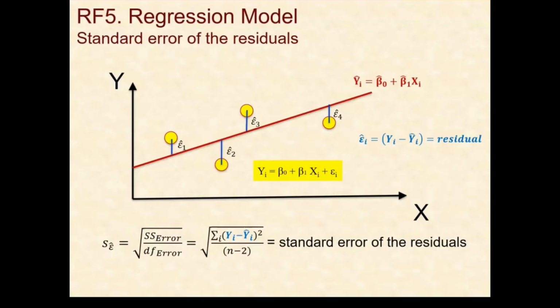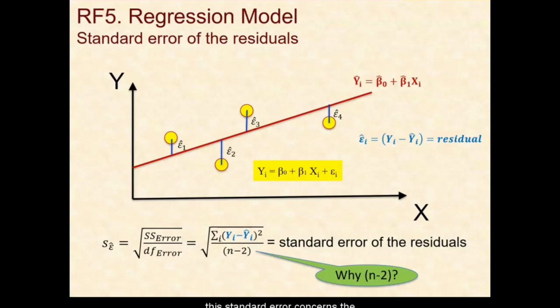The S sub epsilon hat, the standard error of the residuals, is the standard deviation of the points around the regression line, as captured by the epsilon hat equals y minus y hat. This standard error plays an important role in the inference step of regression that we'll see in a later module.